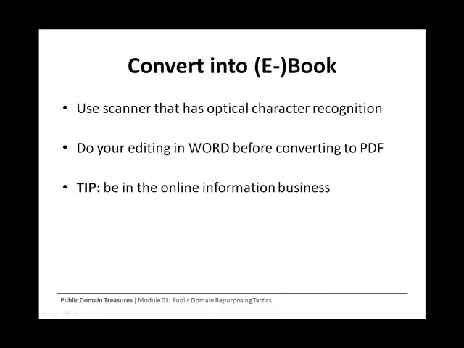One of the first tactics to repurpose your public domain content is to convert it into a book that is a sellable format. You need a scanner that has optical character recognition, or OCR software. Then set your scanner to scan each page of the book into a Word document. This way, you will put the text into the Word document and it will allow you to edit it as required. And finally, once you have the book converted completely into digital format, you can print it or convert it into a PDF document for resale.